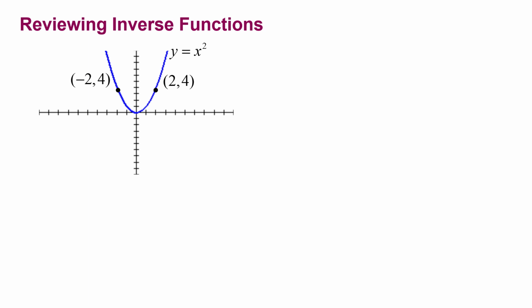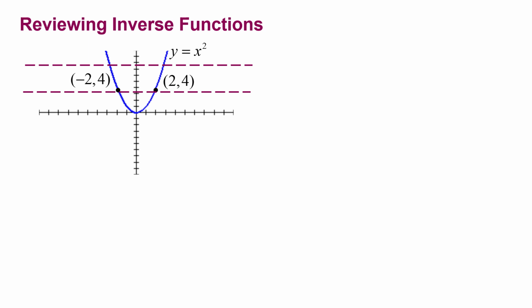Considering the graph of the parabola y equals x squared in the window negative 10 to 10 on the x-axis and negative 10 to 10 on the y, we note that it fails the horizontal line test. For example, the value of y equals 4 corresponds to two different x values of negative 2 and positive 2. I've drawn a few dotted horizontal lines to illustrate that the square function fails the horizontal line test.